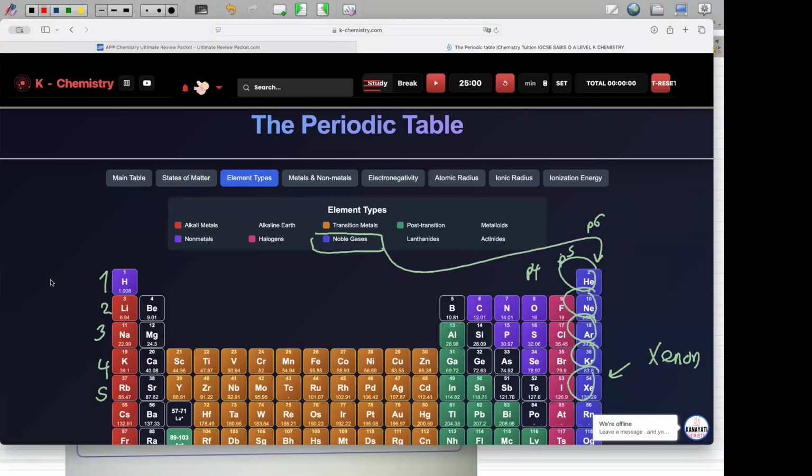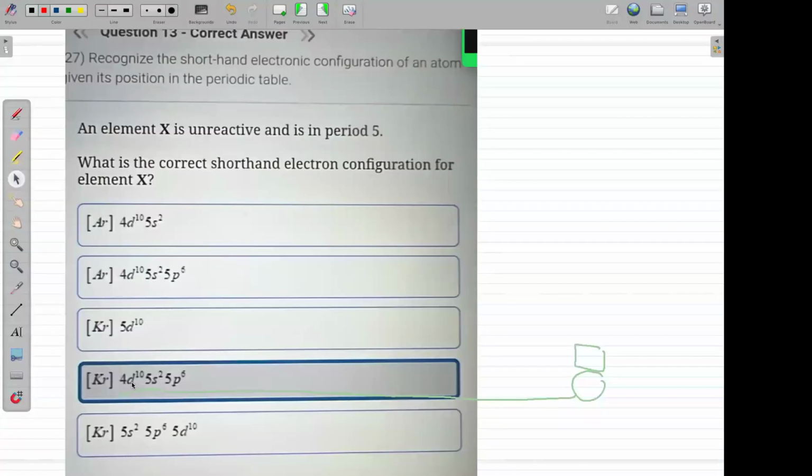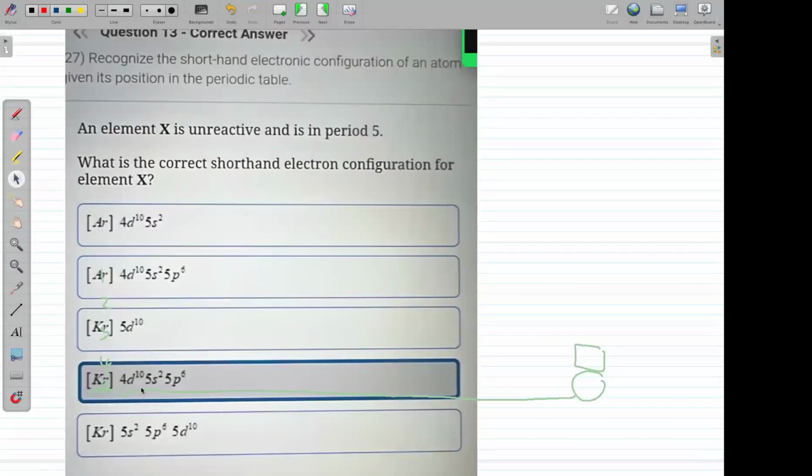For shorthand configuration, we said you have to go to the previous noble gas. So keep walking left until you meet the first noble gas. The noble gas that I met here, Mr., was krypton. So I will write krypton here, and then you continue the configuration after krypton. 1, 2, 3, 4, 5. So 5s2, okay, 5s2.